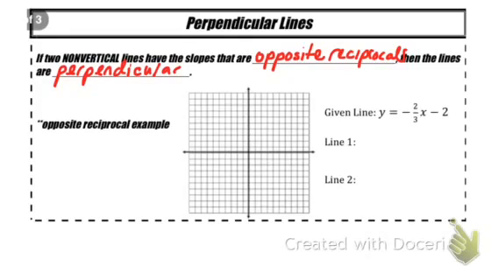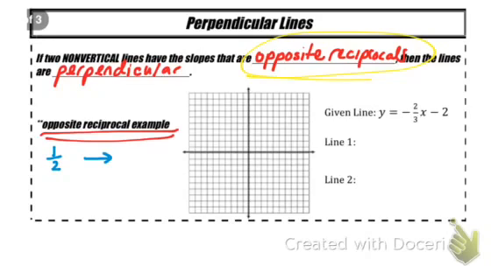We need to focus on, first of all, what opposite reciprocals mean. Let's take the breakdown. Opposite, so if we have a slope of 1, the opposite of that would be -1. Now reciprocal, we have to flip the fraction. So we have a couple examples on the bottom left for opposite reciprocals.